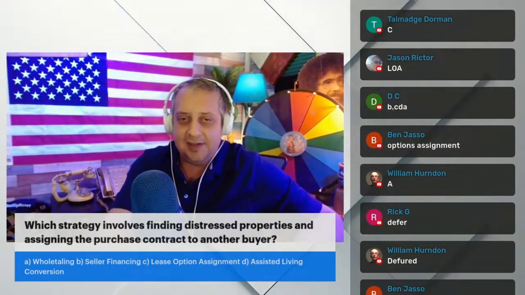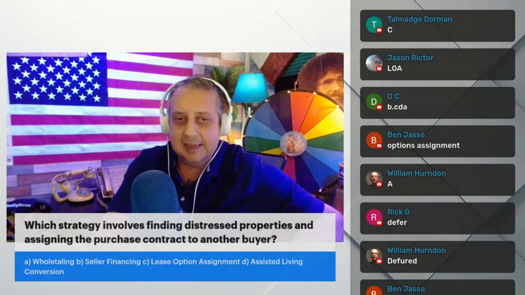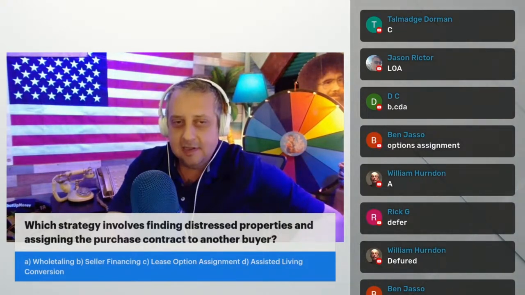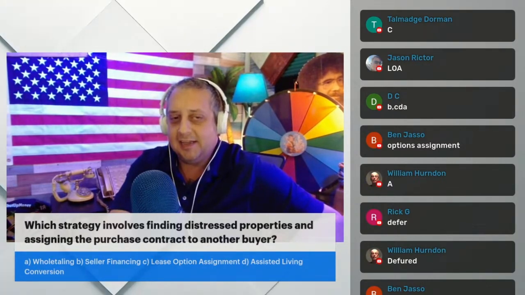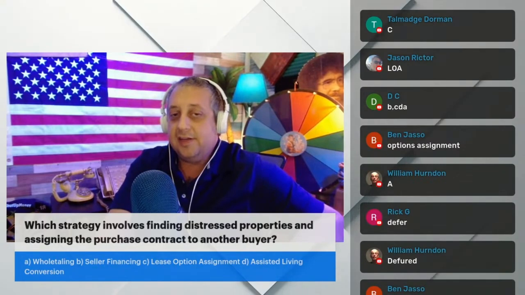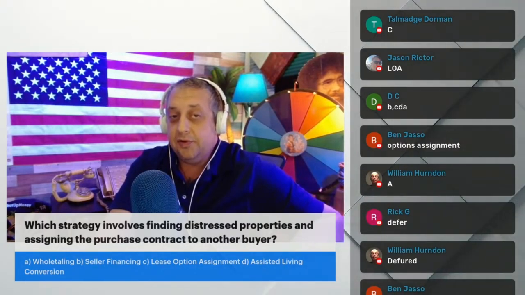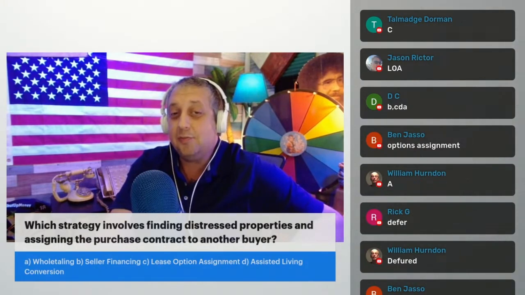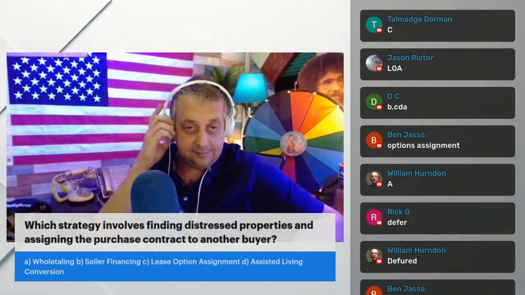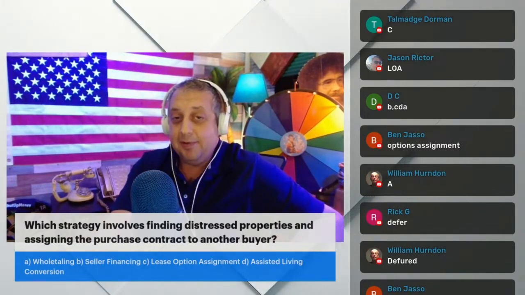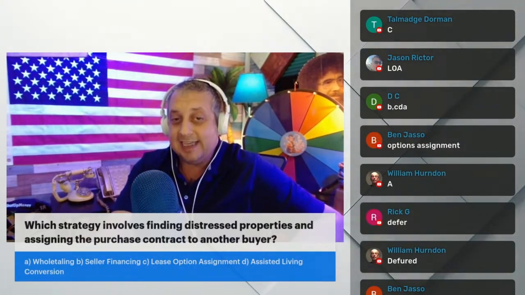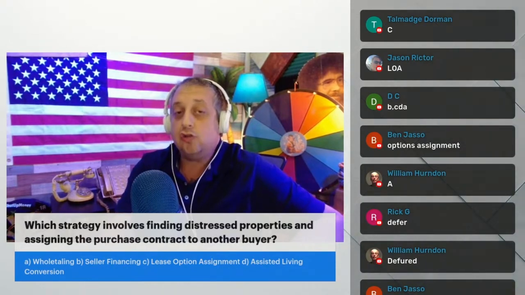Which strategy involves finding distressed properties and assigning the purchase contract to another buyer? The correct answer is A. All right, wholetailing. You're going to find a distressed property. You're going to clean it up a little bit. You're going to do a little bit of work to it. And then you're going to sell it or assign it to another buyer. Okay. All wholetailing. Could it be C? That was a popular alternate response in the chat. Lease option assignment. It could also be C.